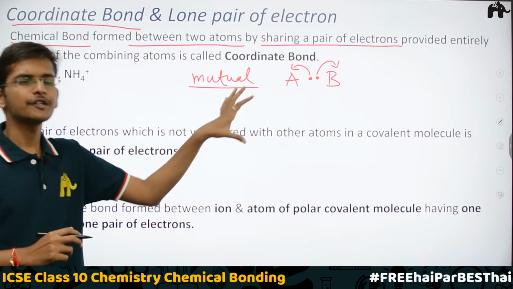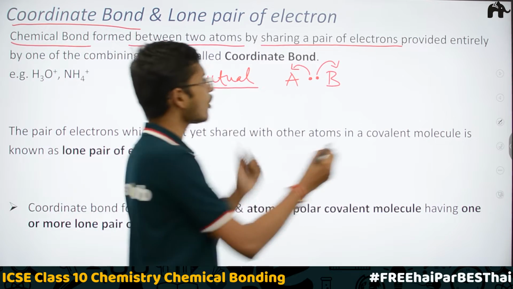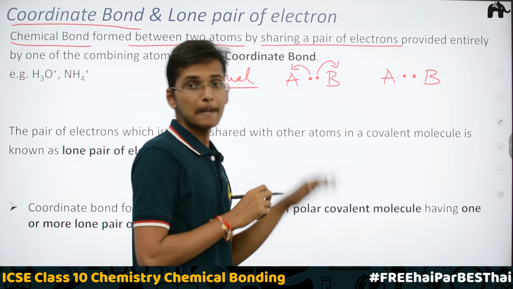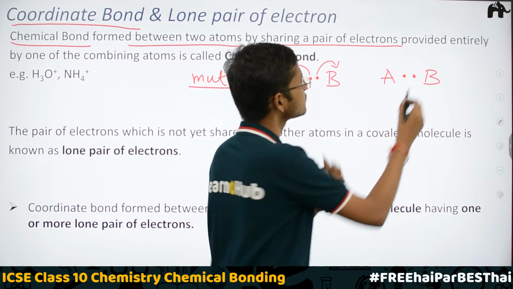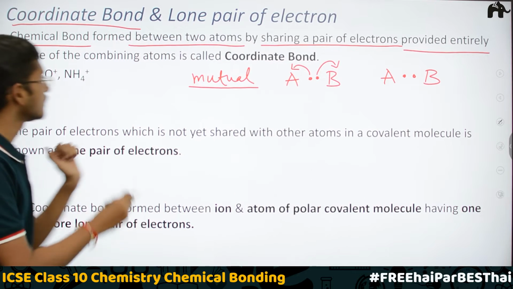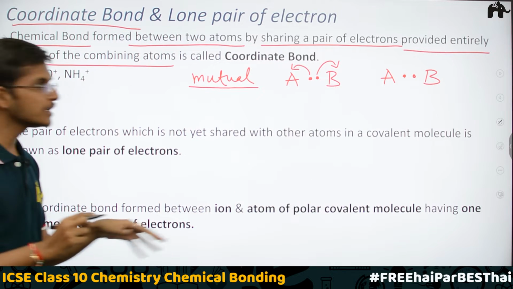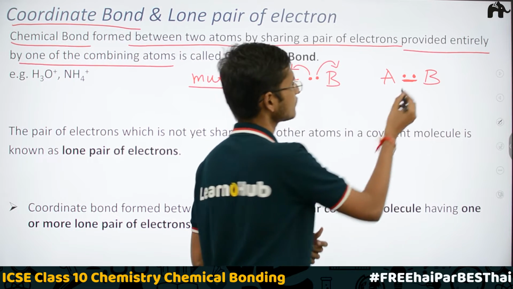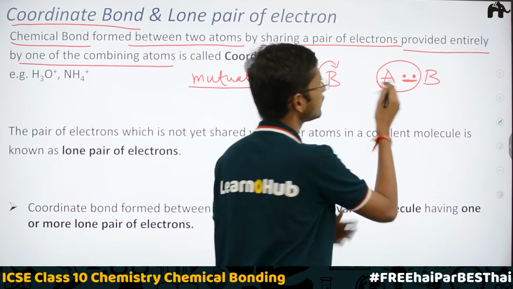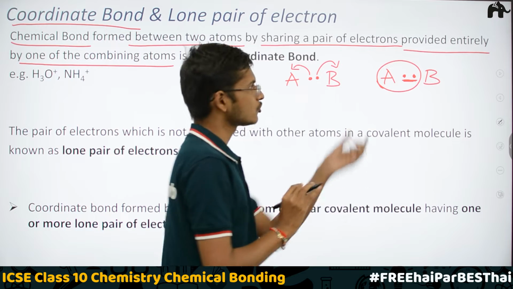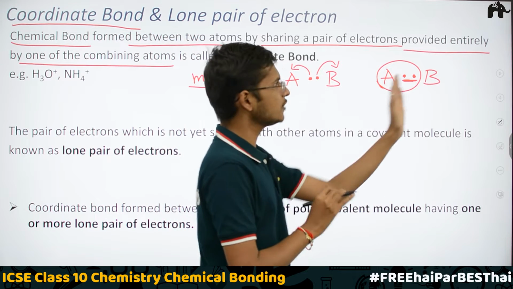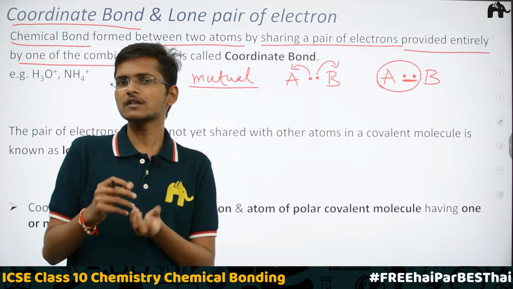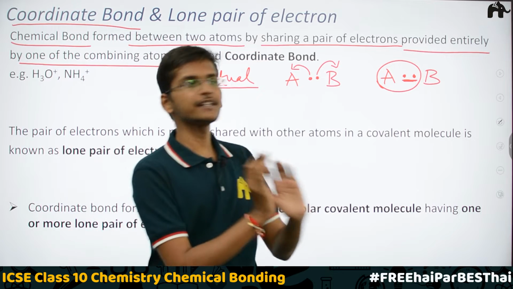But here in coordinate bond, what is happening? It is also getting formed between two atoms by sharing a pair of electrons, but this pair of electrons is provided entirely by one of the combining atoms. So this shared pair of electrons is being provided by A only or B only. Suppose it is provided by A only. So what is B doing then? B is just sitting there and just accepting that shared pair of electrons, and sharing it with A again.